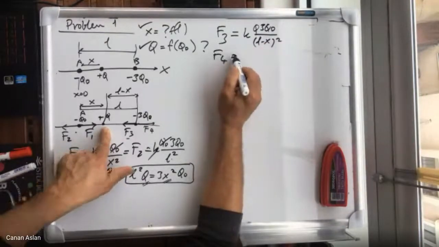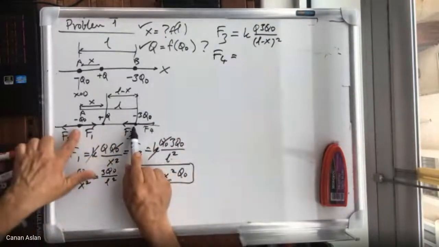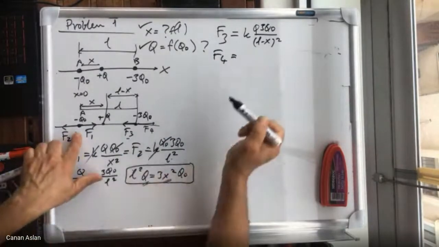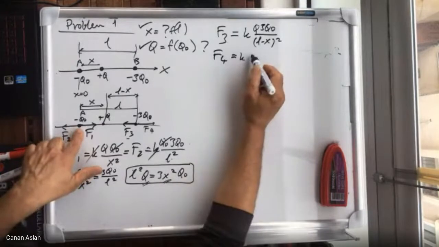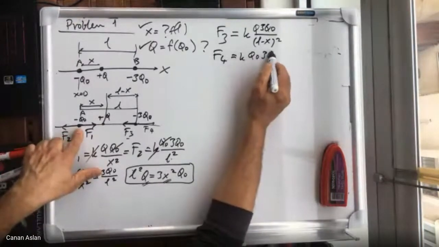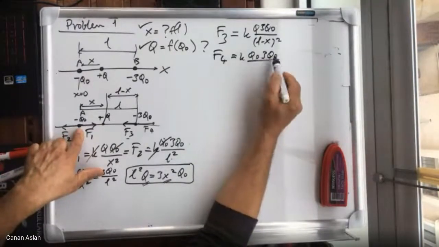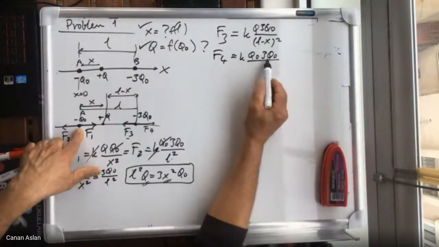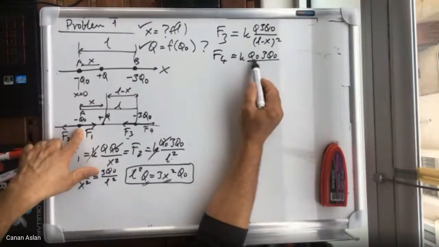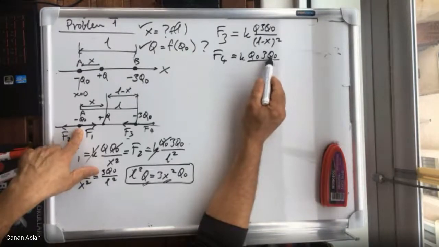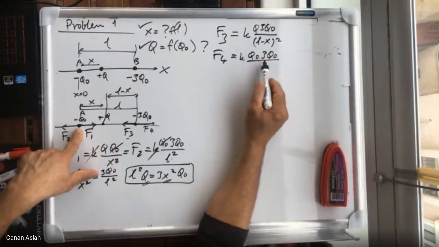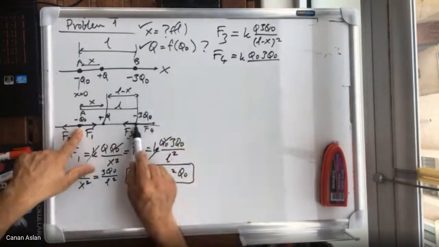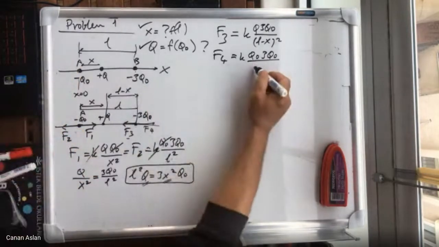F4 is now the force between the two negative charges. So it's K times Q0 times 3Q0. The numbers are usually written in front, but I'm writing it like that to show you that this is the product between the two charges, and the values of the charges are given like that. Divided by the distance squared, but the distance between the two charges is just L, as you see. This is just L squared.